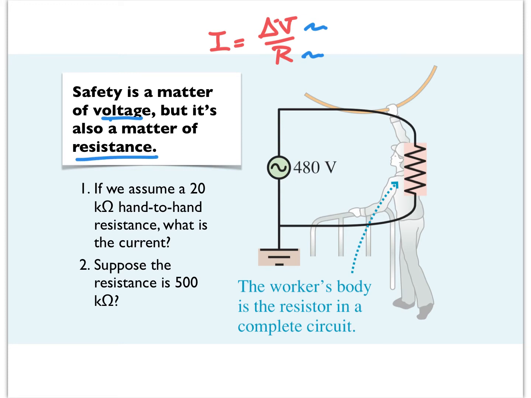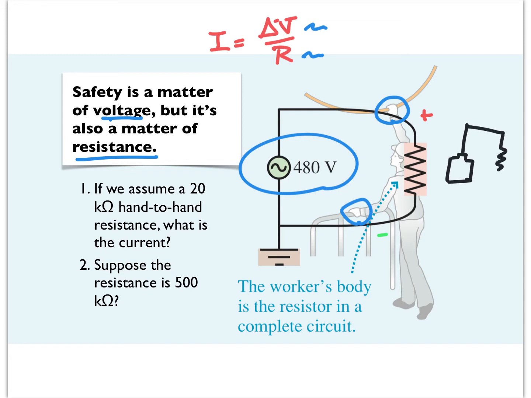And in class, we're going to consider this case. We're going to imagine a worker connecting one hand to a 480 volt wire, and the other hand is connected to a metal pipe, which is grounded. There's a potential difference between the two of 480 volts. And so there's a potential difference between the two sides of the person's body of 480 volts. We can model this circuit like a battery with 480 volts connected to a resistor, and that's the symbol we use for resistors. The resistance is just the person's body, and we can calculate how much current we get by saying the current is equal to delta V divided by R.